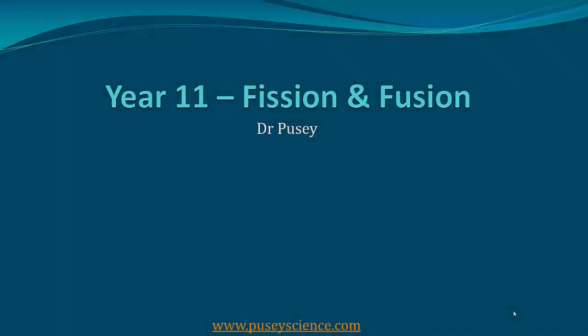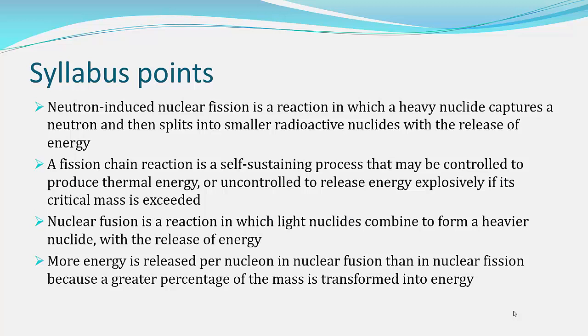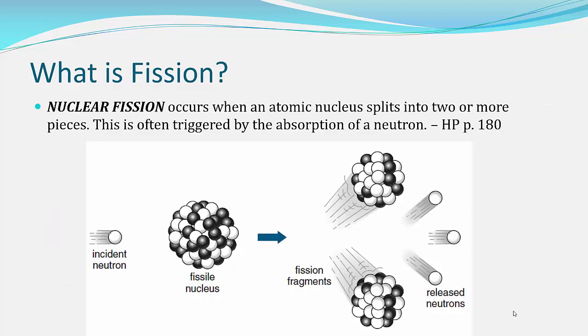Hey students, in today's lesson what we're looking at is fission and fusion. So the main aim of this particular presentation is to get you more familiar with the binding energy equation E equals MC squared, and then towards the end we'll start looking at how fission is used to produce energy. That should cover pretty much all of the syllabus points on nuclear physics.